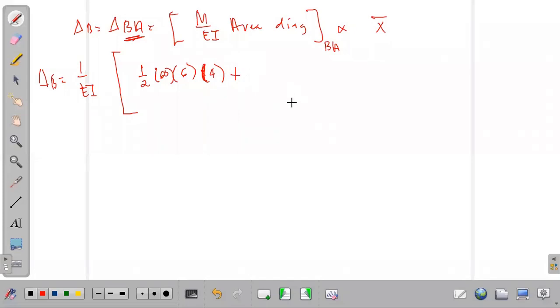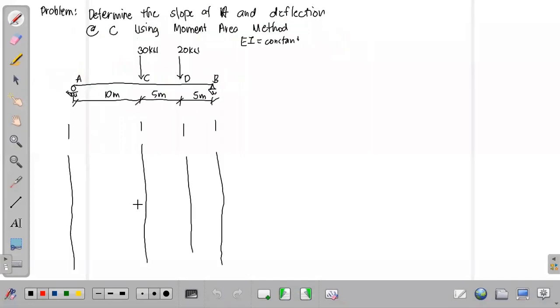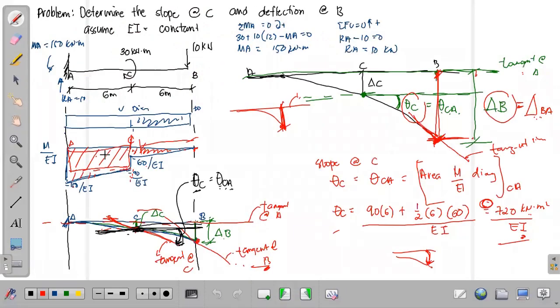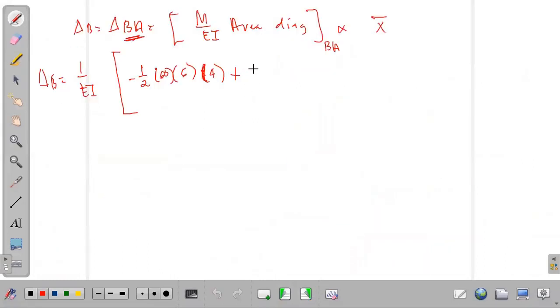Plus, ano yung i-add natin dito? That is actually negative kasi nasa baba, negative. Plus, the area of the rectangle, that is 90 times 6, 540, and then multiplied by the distance of the centroid. And dito yung centroid, that is 3 from C, so plus 6, so 9 yung centroid natin from B. Okay? So we have negative 90 times 6, that is 540 times 6, 9. Ito yung distance ng centroid.